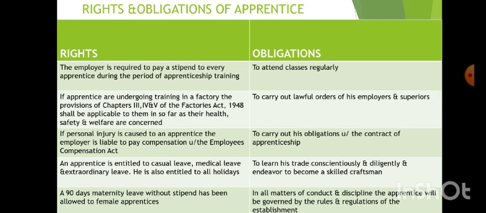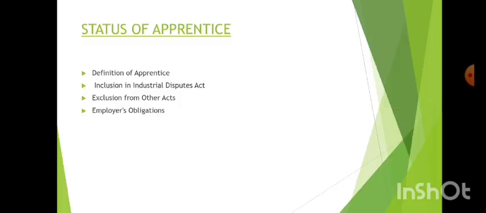And coming to obligations of apprentice, to attend classes regularly. The apprentice has to attend classes regularly and carry out lawful orders of his employers or superiors, to carry out his obligations under the contract of apprenticeship, to learn his trade diligently and endeavor to become a skillful craftsman. And finally, in all matters of conduct and discipline, the apprentice will be governed by the rules and regulations of the establishment.